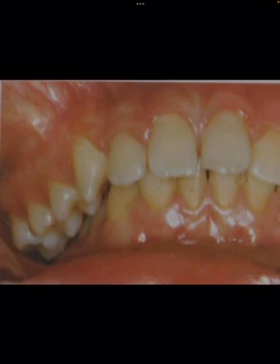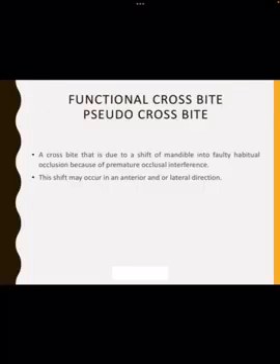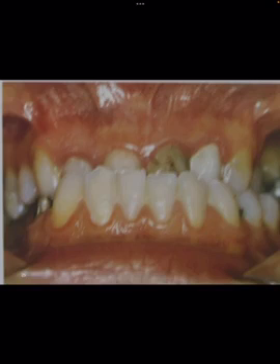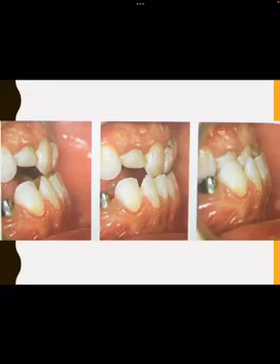This is scissor bite. Now functional crossbite is pseudo crossbite. So a crossbite that is due to a shift of mandible into a faulty habitual occlusion because of premature occlusal interference, and this shift may occur in an anterior as well as lateral direction. So this is a pseudo crossbite.